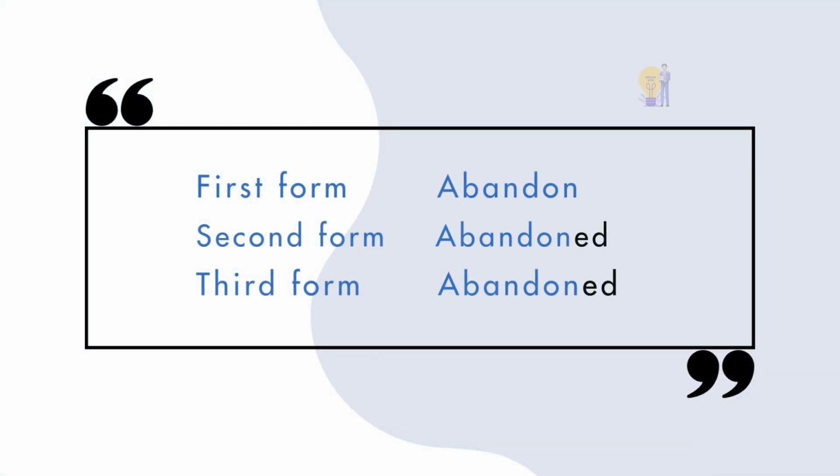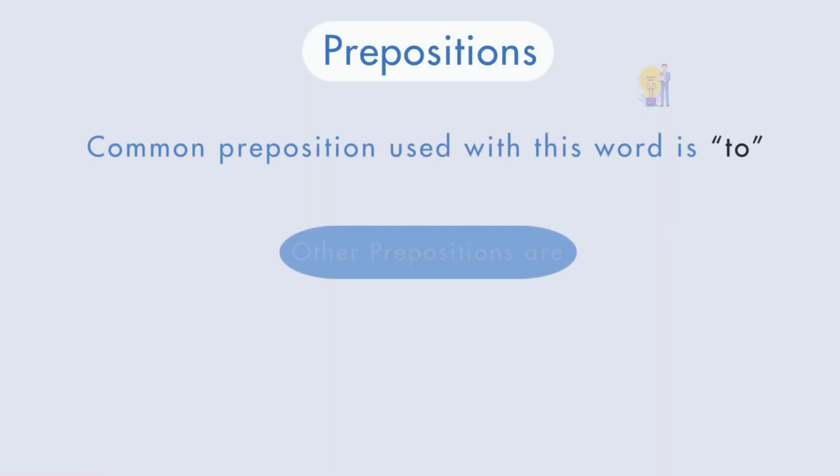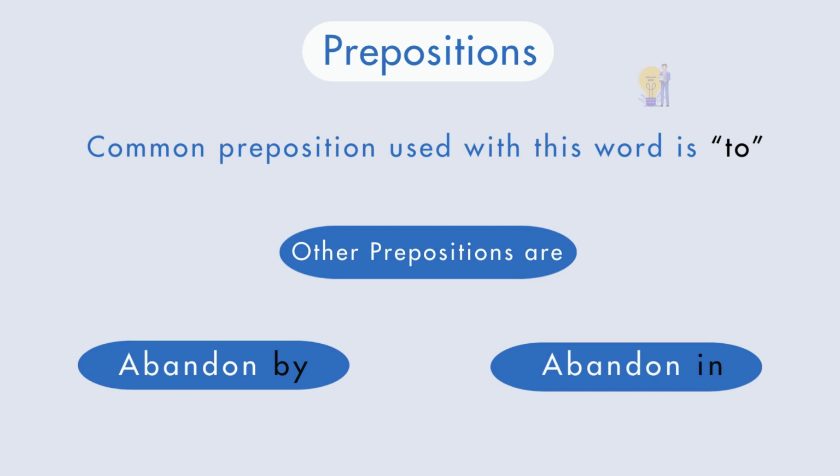The first form is abandon. The second form is abandoned. The third form is abandoned. Common preposition used with this word is to. The other prepositions are abandoned by, abandoned in.